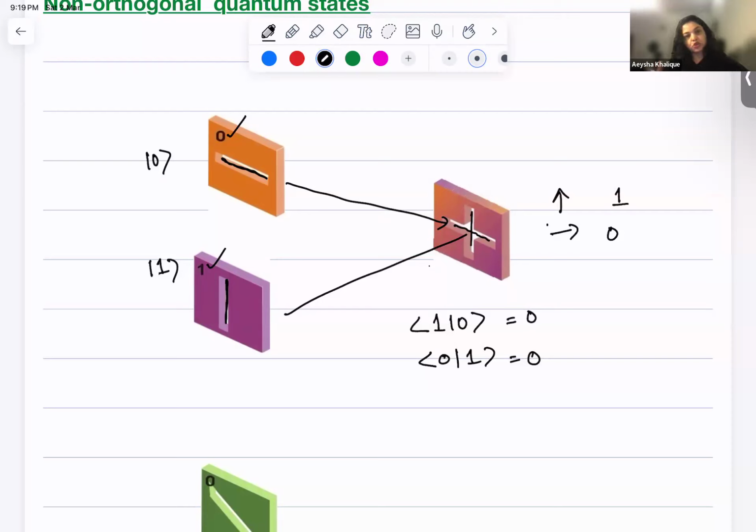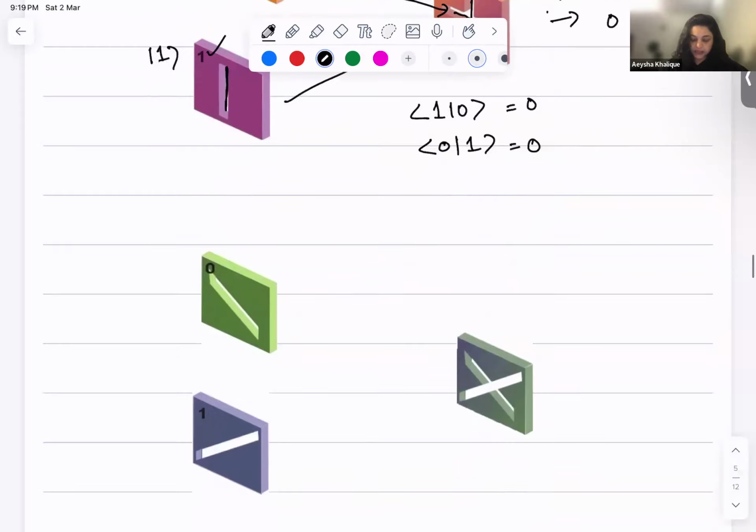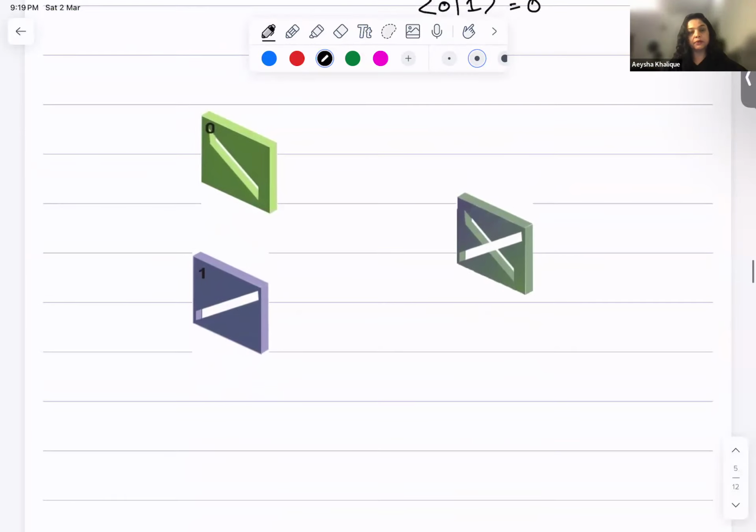But there are only 2 possible orthogonal states because it's a 2-dimensional Hilbert space, right? So there are only 2 possible orthogonal states. There can be another set of orthogonal states, definitely, right? Which means that, rather than choosing the horizontal and vertical polarization, we choose the polarization at an angle, right? We call it the plus state or anything.